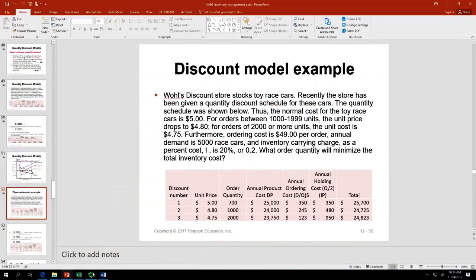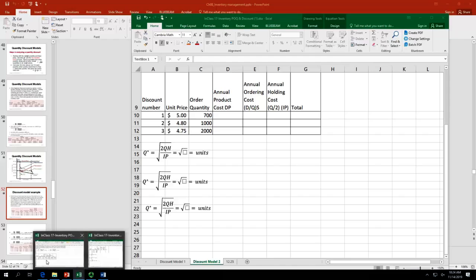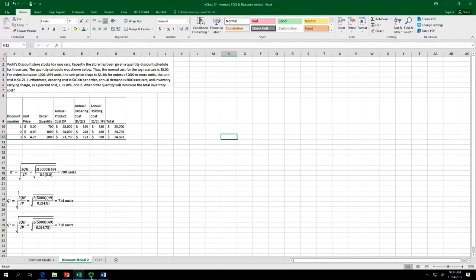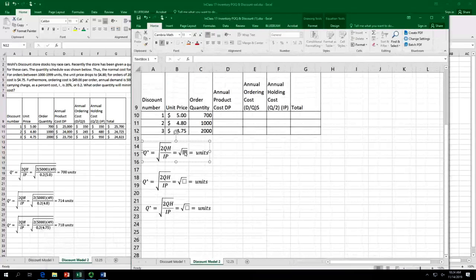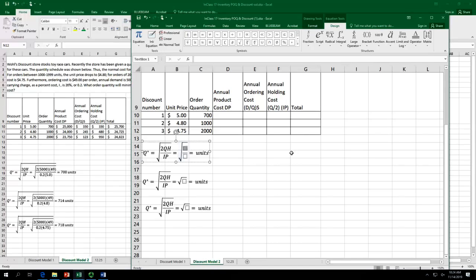I want you to go back to this table, and you can use this table to calculate your Q star. For this one, the Q star, use the lowest price first. It's 5,000 times 49. Here 49 is S, the setup cost. Q star equals the square root of 2DS divided by IP.